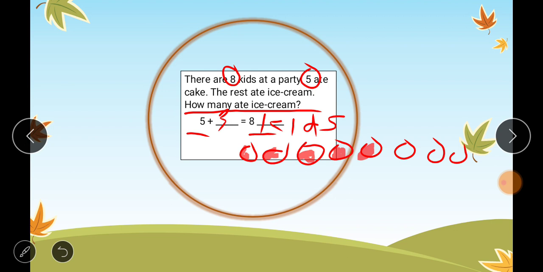If you want to use your fingers, you count up from 5 to get to 8. Now let's use our fingers. Let's count up from 5 to get to 8. So 5 in my mouth, 6, 7, 8. How many fingers do you have out there? 3 fingers. That's our answer.